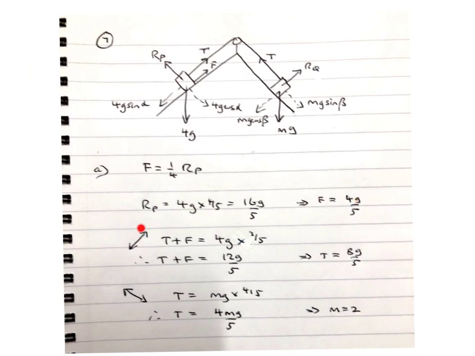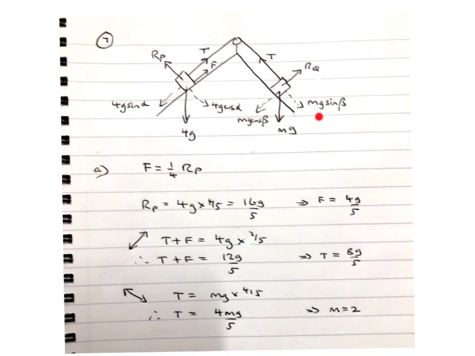Let's resolve in this direction. T plus F equals 4G sine alpha. I know what sine alpha is, it's 3/5. So T plus F is 12G over 5, but I know what F is, so now I can work out what T is.